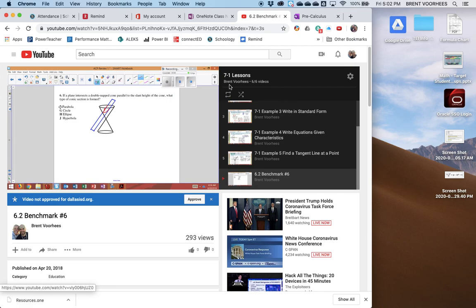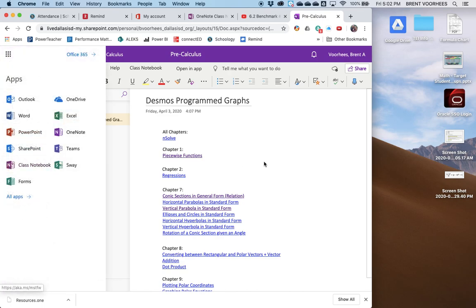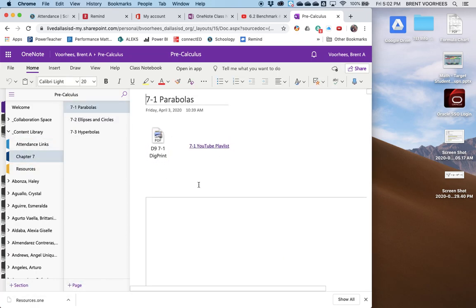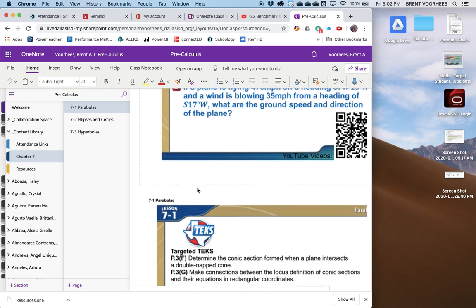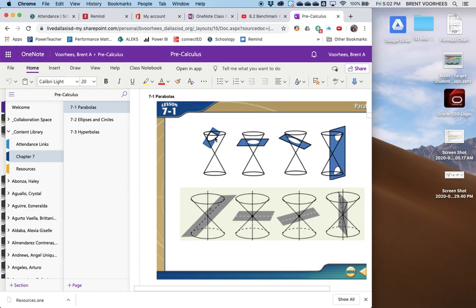And if you don't like this, you can go see the pictures back over here in this pre-calculus. Remember I showed you this? This is Office 365. I chose class notebook. If you go over here and you go to chapter 7 in your content library and you go to parabolas, I have all of this loaded in here. Once it loads, here it comes. These pictures are right here. You can see parallel to the slant makes a parabola. Parallel to the base makes a circle. This one here is perpendicular to the slant. That's an ellipse. And this is perpendicular to the base, hyperbola.